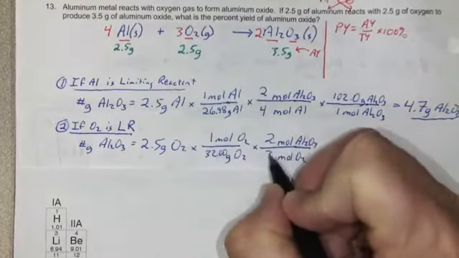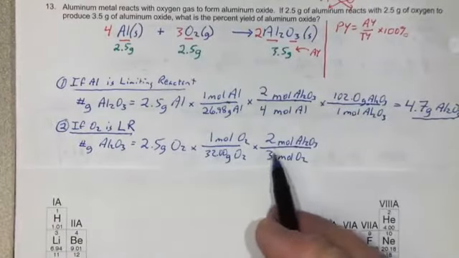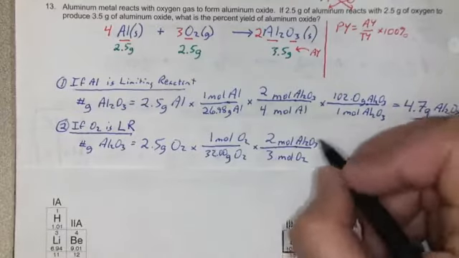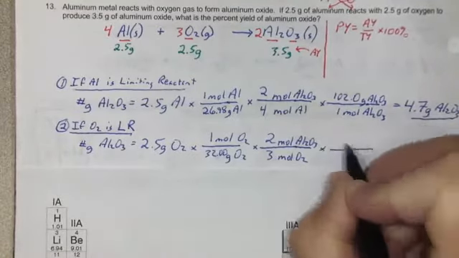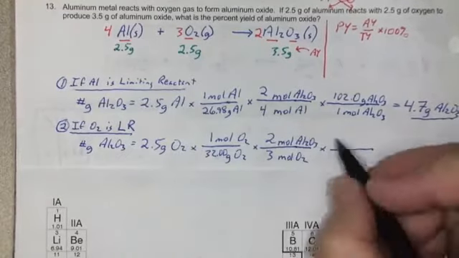If you don't get the mole to mole ratio correct, you will not get the correct answer. So the mole to mole ratio is 2 moles of aluminum oxide per every 3 moles of oxygen. And then we'll say times, draw a line. So grams of oxygen cancels, moles of oxygen cancels. I have it in moles of Al2O3.